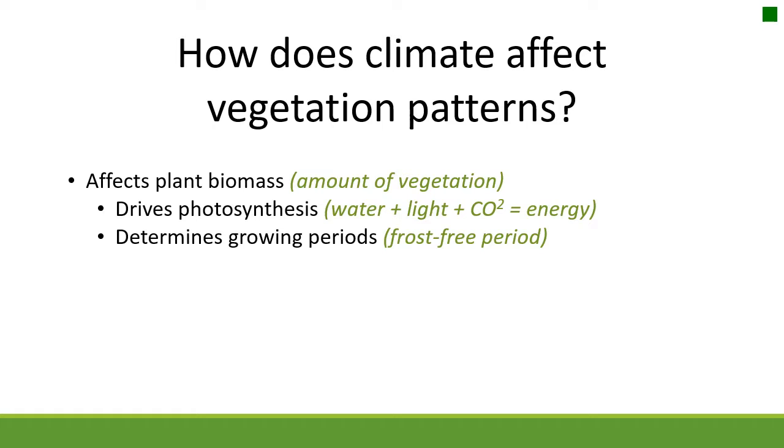So jumping right into it, how does climate affect vegetation patterns? For starters, it affects plant biomass. Climate, water, and temperature specifically are the main drivers of photosynthesis. If we think of our photosynthetic equation, water plus sunlight plus carbon dioxide equals energy or sugars. So the more energy we can produce, the more biomass we can produce. So more water, more light, more energy, more biomass.